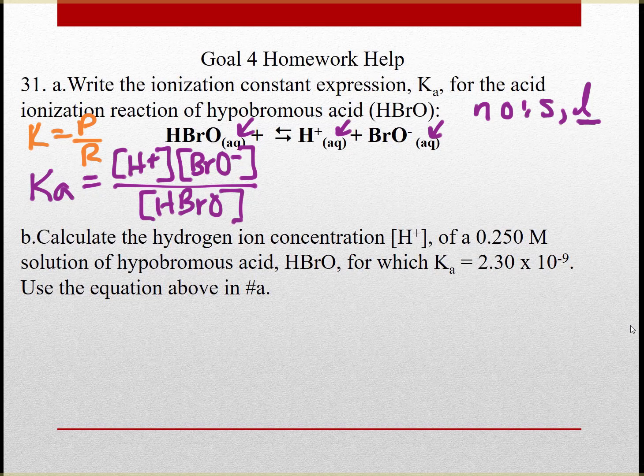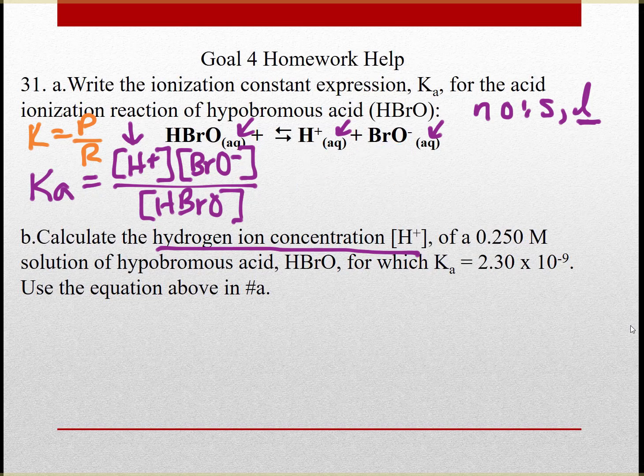Let's now go to B. B says calculate the hydrogen ion concentration. So that means we want to solve for the H+. This is our unknown. And one thing I want to point out to you is that every time an H+ is formed, so is its neighbor. In other words, if this was a 1, this would be a 1. If this one was a 0.5, this one would be a 0.5. So they're always going to be the same amount.